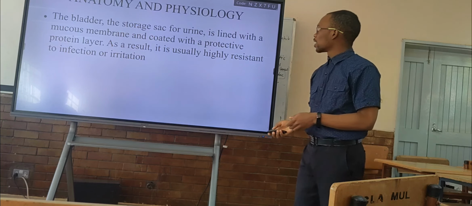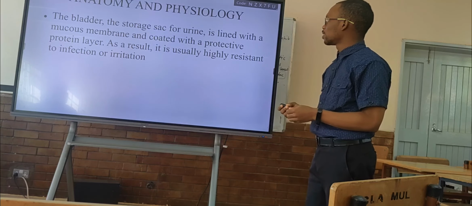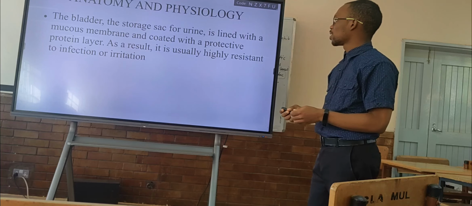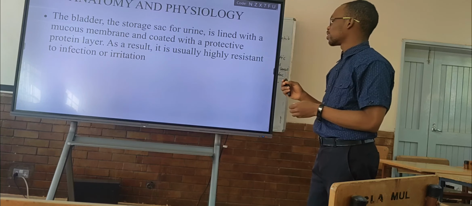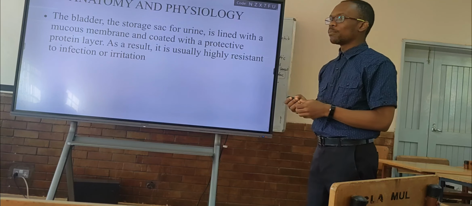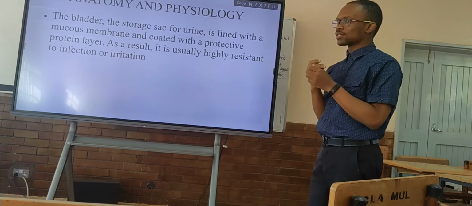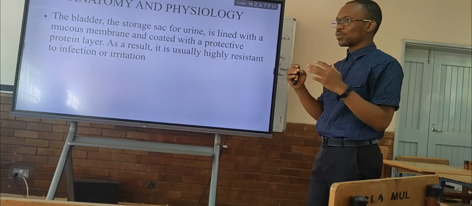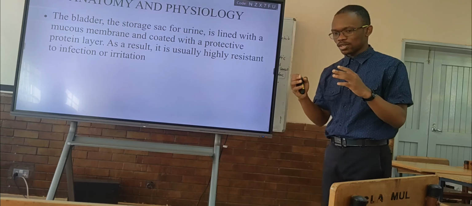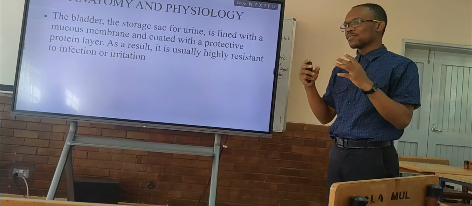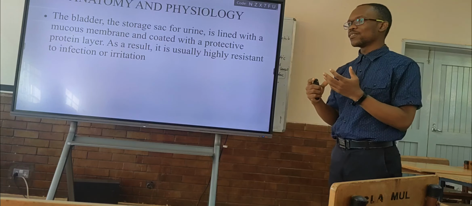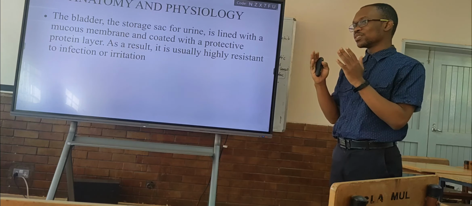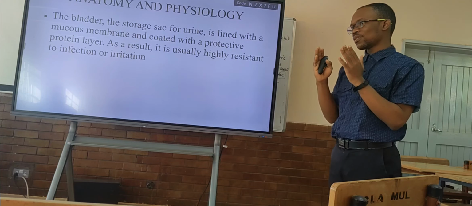Anatomy and physiology. The bladder is the storage sac for urine, which is lined with a mucous membrane and coated with a protective protein layer. As a result, it is usually highly resistant to infection or irritation. So what we can know about the bladder is that it's a storage sac for urine. The function of the bladder is to hold urine, which is about 250 mils to 600 mils for adults.